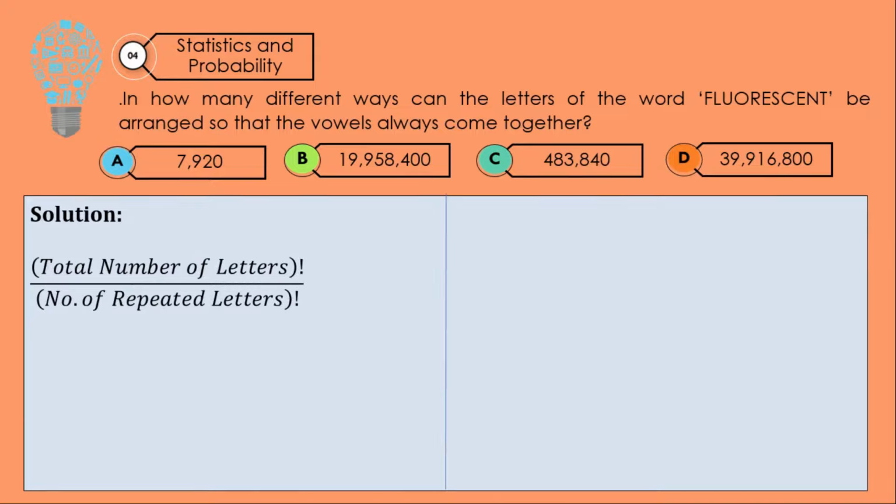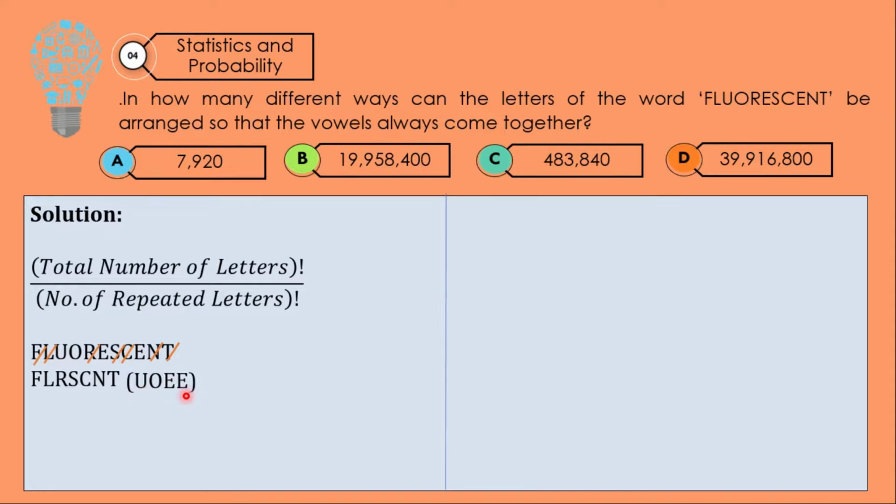We are asked to arrange the letters of the word fluorescent, but there is a condition. The vowels should always come together. The first thing that we need to do is to list down and count the numbers of consonants. We have here 1, 2, 3, 4, 5, 6, and 7. And now, let's put all the vowels in one group and assign and count them as one letter.